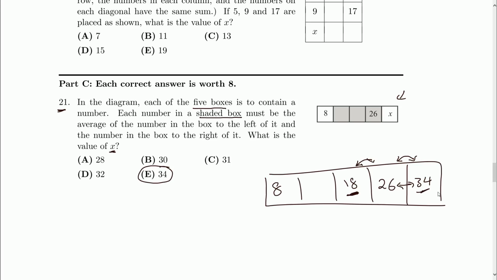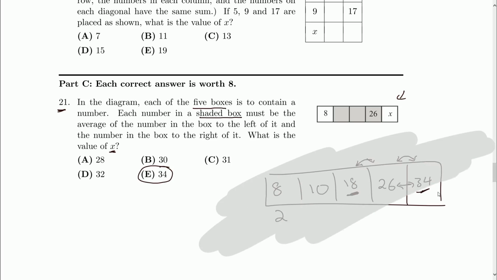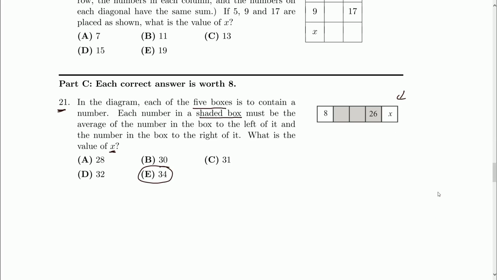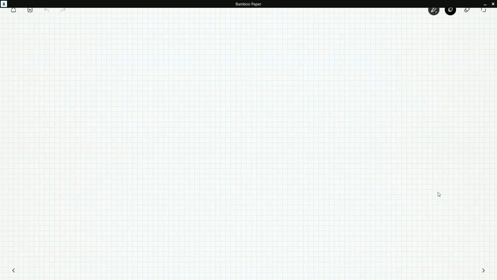And we can work backwards and do the same sort of thing and figure out, well, 10 should go here, and then a 2 should go here. Well, that's no good. Okay? So you can do it that way. There are other ways you can absolutely do this question. So here's another way you could approach the question.